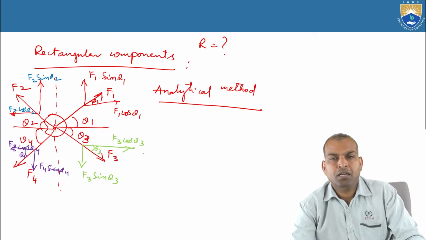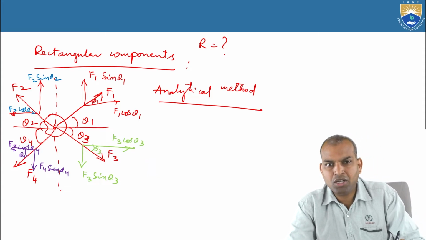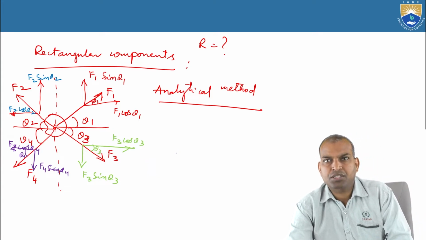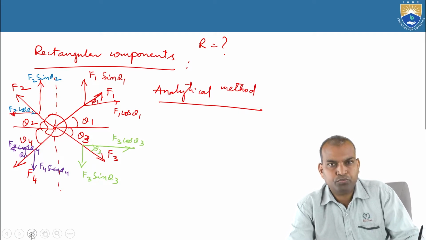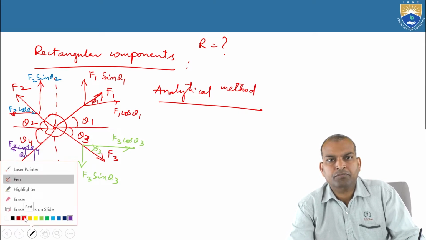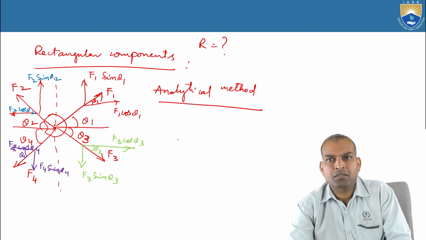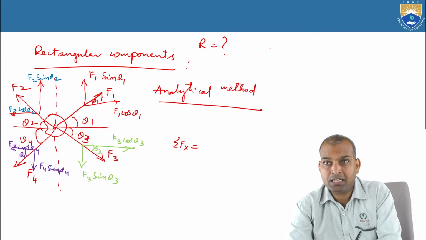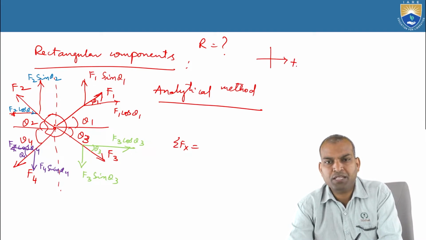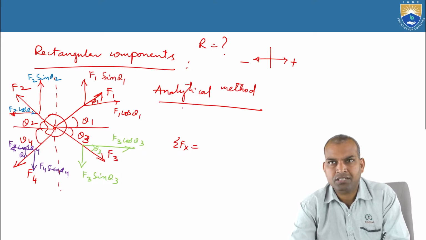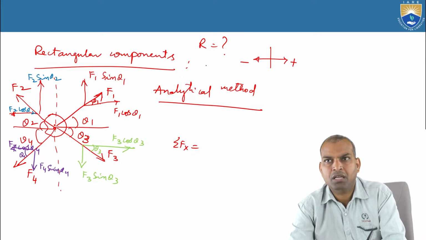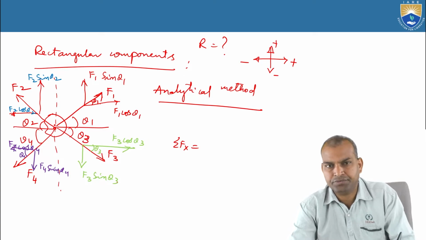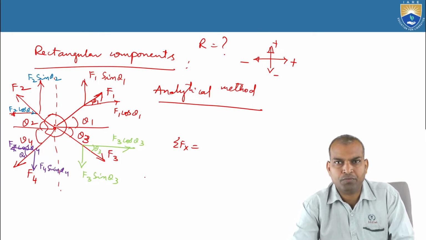Okay. Now make all the x components: sigma Fx, all the horizontal components. What is the sign convention? The positive direction is towards the right side, and the negative x direction is towards the left side. Upward components are positive, and downward force components are negative. This is the sign convention we are going to follow.